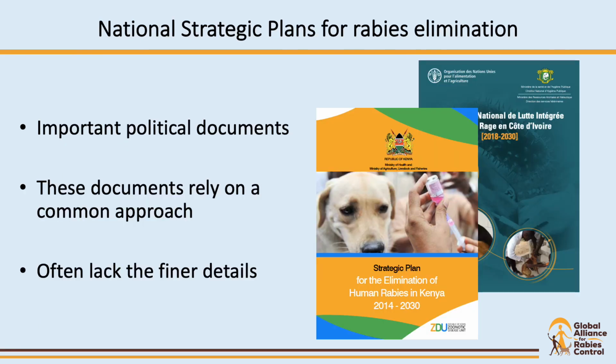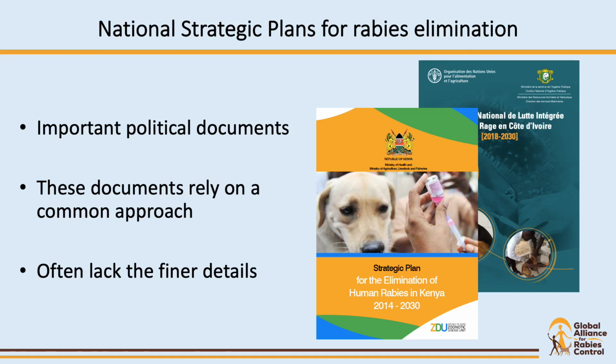In recognition of the fact that governments have to lead their own rabies elimination efforts, many have started to develop their own national strategic plans. As mentioned by Dr. Torres in the previous presentation, these strategic plans are important political documents that are vital for governance and advocacy purposes. And despite being written differently, these documents often all list a common approach towards rabies elimination and most oftentimes lack the granular details.